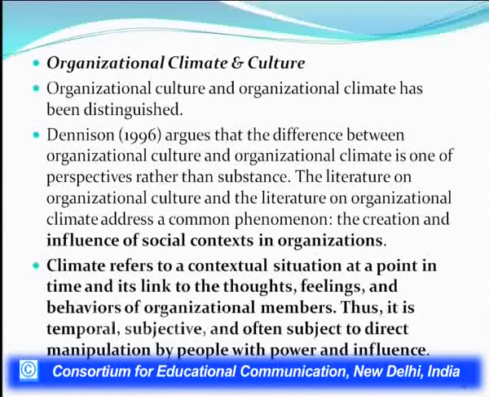The literature on organizational culture and the literature on organizational climate address a common phenomenon: the creation and influence of social context in organizations. Climate basically refers to a contextual situation at a point in time, and its link to the thoughts, feelings, and behaviors of organizational members. Thus, it is temporal, subjective, and often subject to direct manipulation by employees with power and influence.